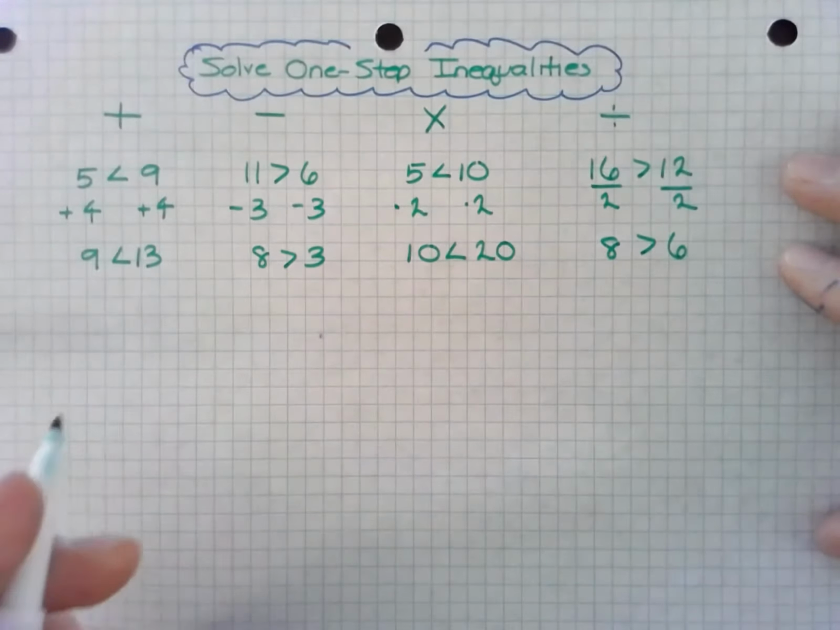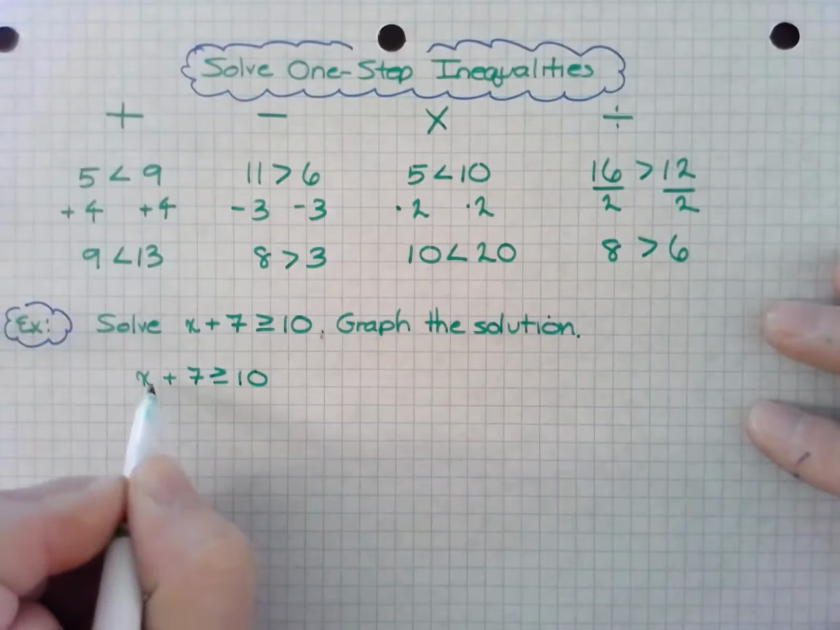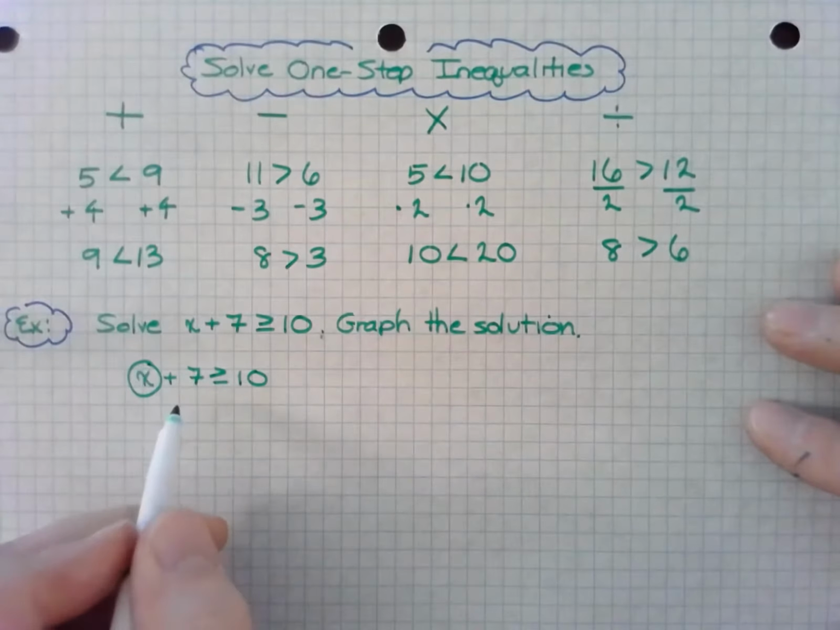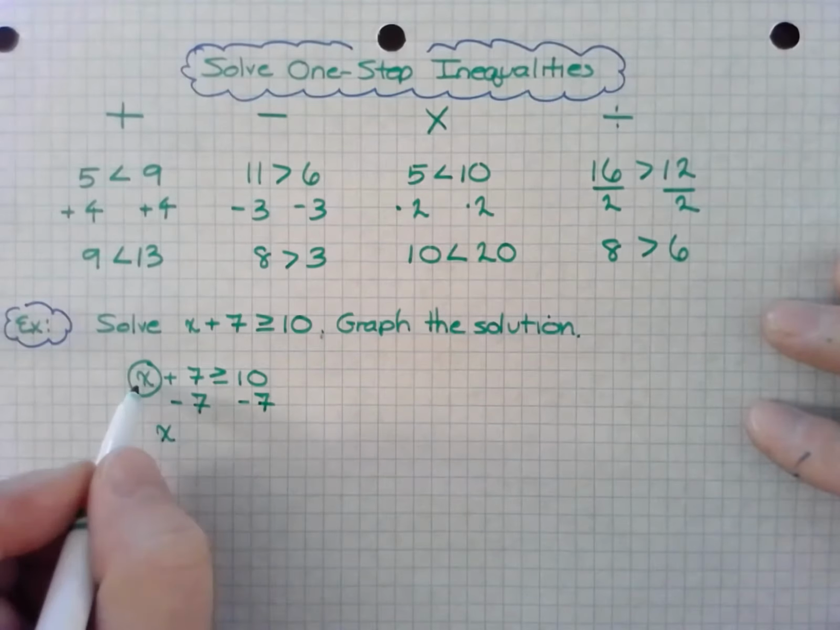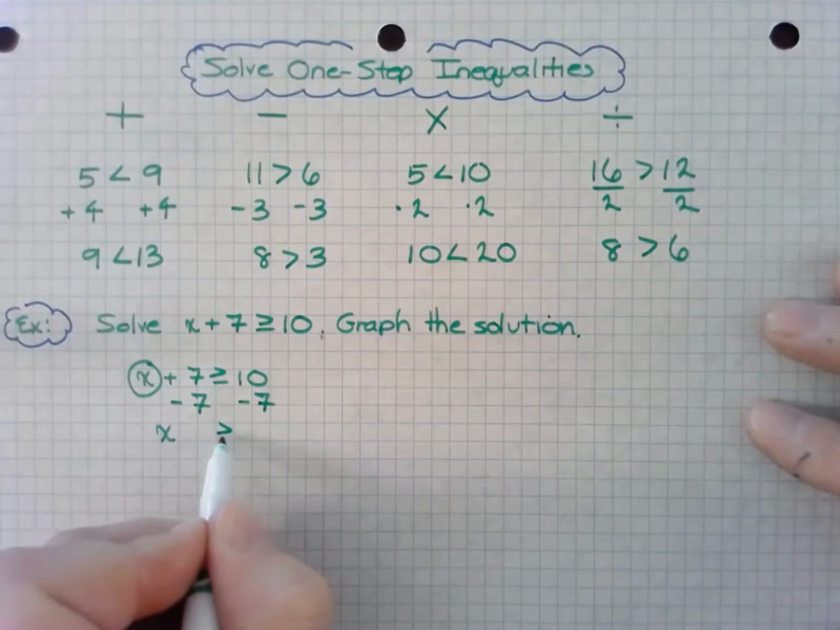Solve x plus 7 is greater than or equal to 10, and then graph the solution. So in order to get x by itself, to find out what x is, I want to isolate this variable by undoing what's being done to it. And I notice that plus 7 is being done to it, so I'm going to subtract 7 from both sides. And so then all I have left over is x is greater than or equal to 3.